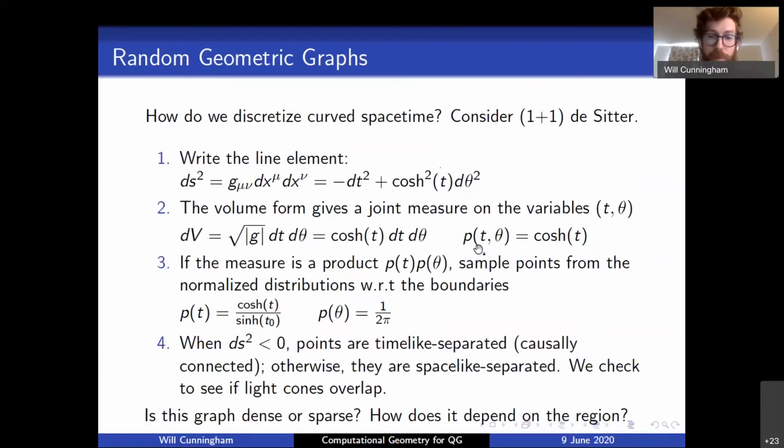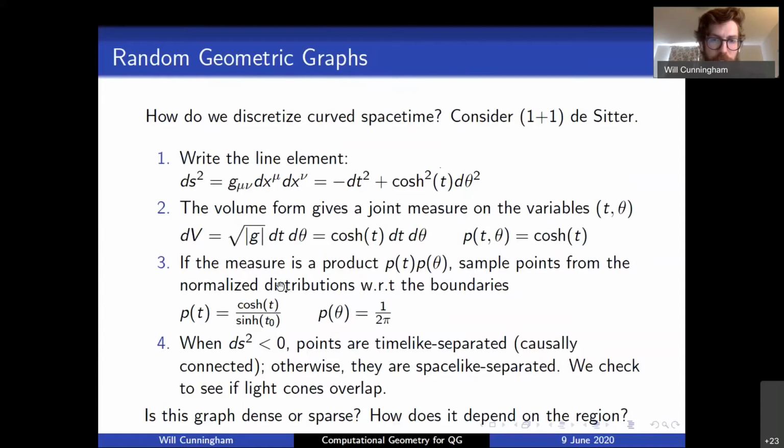Because this is a trivial product in this case, p of t times p of theta, it's separable, and we can sample points from those two distributions independently. If they were not decomposable as a product, then you would have to use the marginal probability distribution and then the conditional probability distribution, which is a little bit more work, but computationally, it's definitely feasible. You just end up using bisection methods.